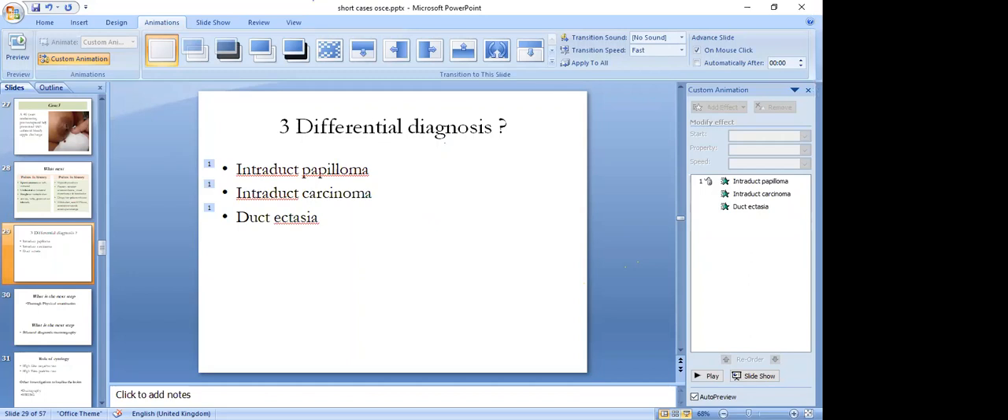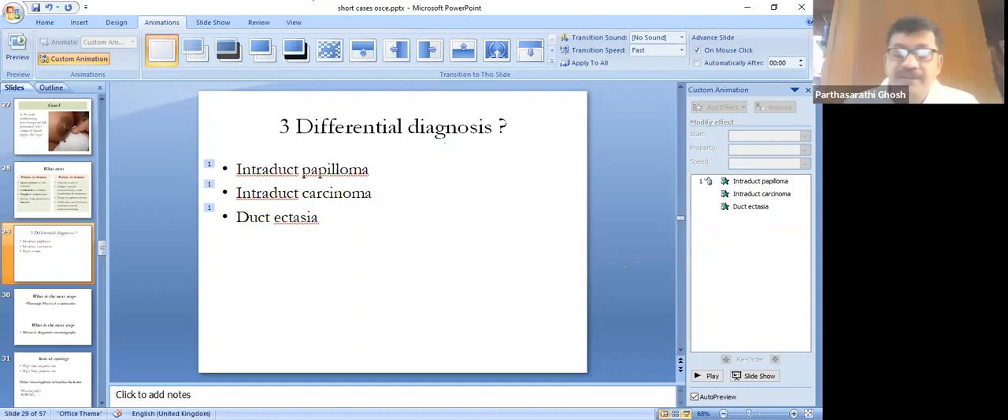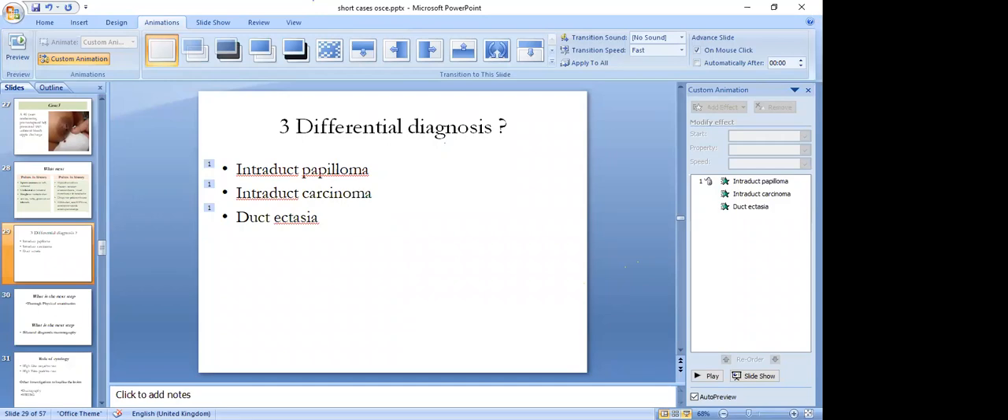We will proceed for a mammography, sir. Yes, you are absolutely right. To see if there is any underlying lump present, so we are not missing any intraductal carcinoma. So if the mammography reveals something suspicious, what will be your next step? If there is an associated lump in the mammography, then we can proceed for a tissue biopsy, sir.